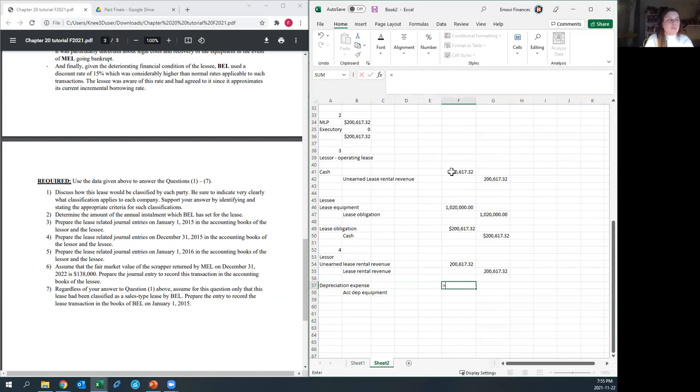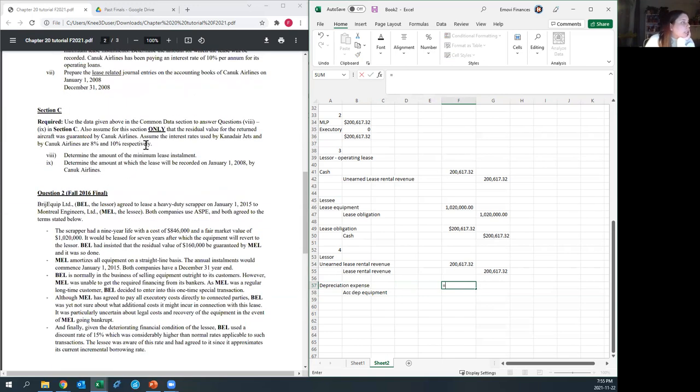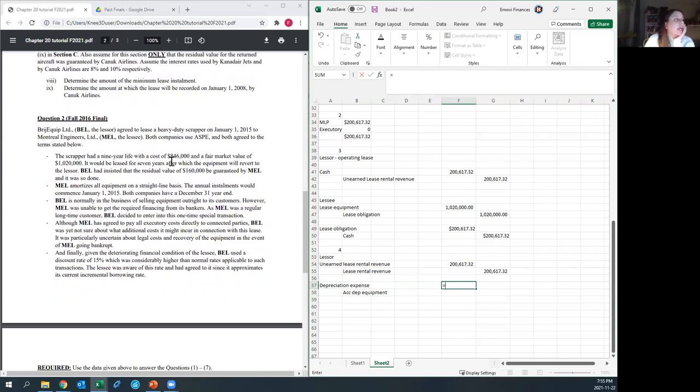So for them, their book value of the asset was $846,000, and the useful life is 9 years. So it's going to be $94,000. For the lessee, they're going to depreciate it too.